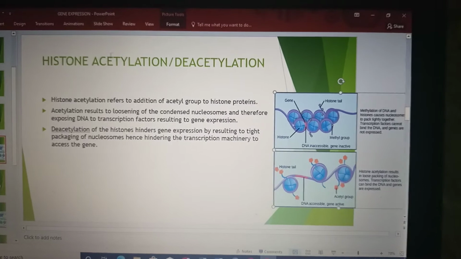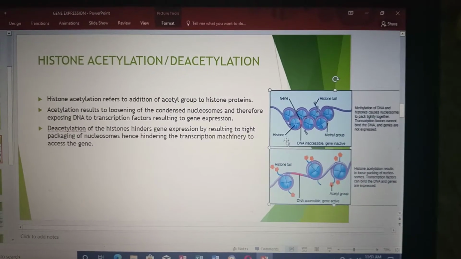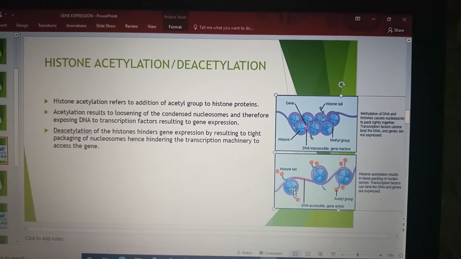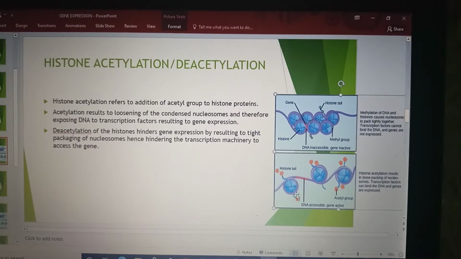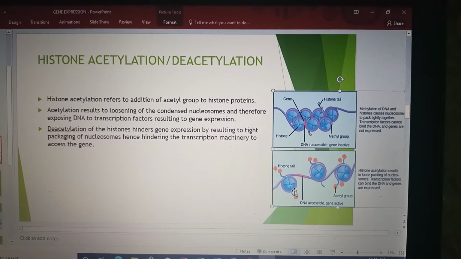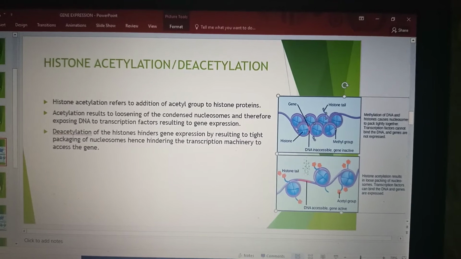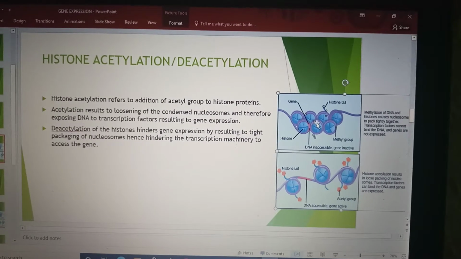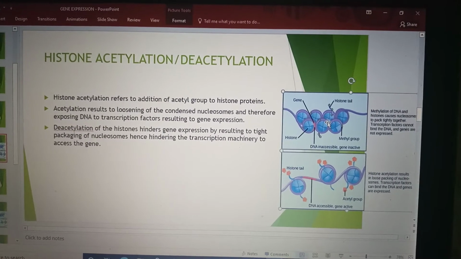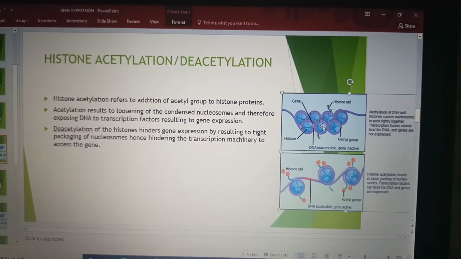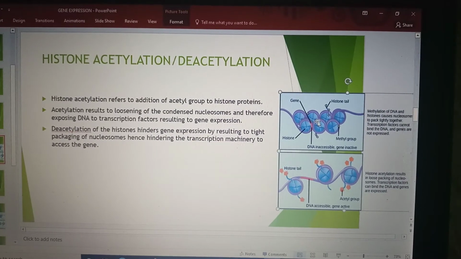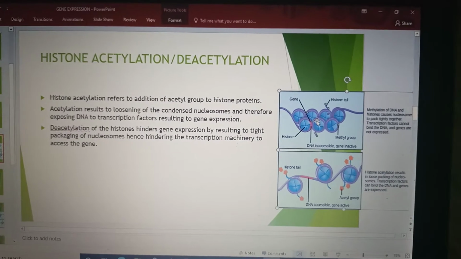So here you can see my diagram. The one in blue color is the histone protein. Then the one wound around it is DNA. You can see the first one here, the compact structure. This is because of the opposite charges, positive for the histone protein and negative for the nucleic acid, that is DNA, which made this complex tightly packed together.